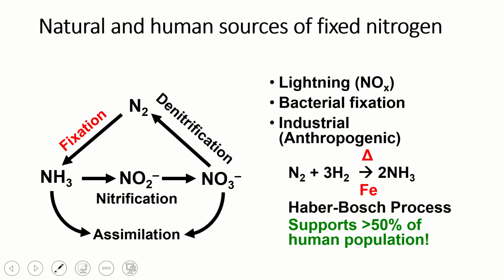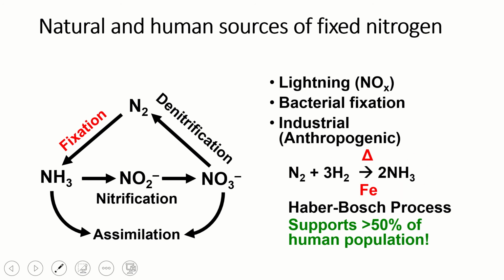So first, let's look at the natural and human sources of fixed nitrogen. So one is lightning, which makes it in the atmosphere, which can react dinitrogen with oxygen to form nitric oxide or other NOx gases. Bacterial fixation, which we've discussed in earlier videos. But a lot of the fixed nitrogen on Earth comes from industrial nitrogen to make fertilizers, or anthropogenic nitrogen. And so this is the Haber-Bosch process that we discussed in an earlier video.